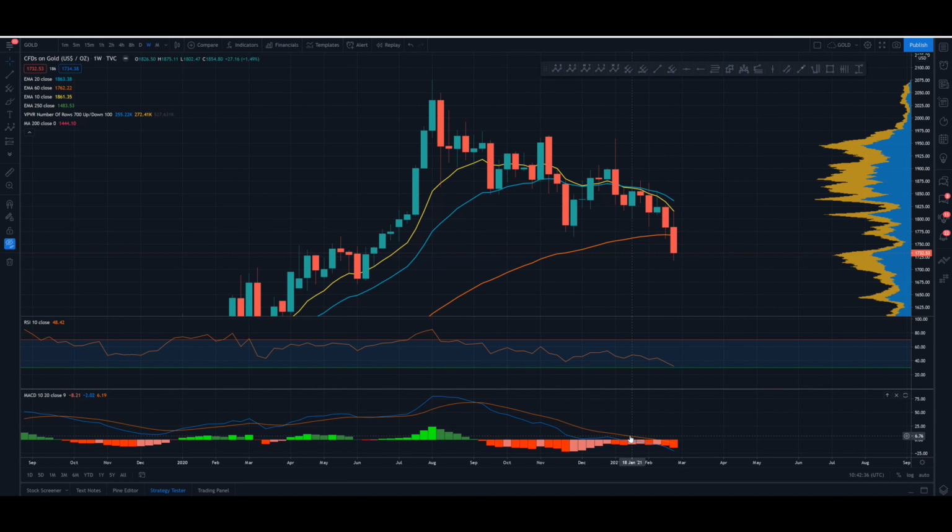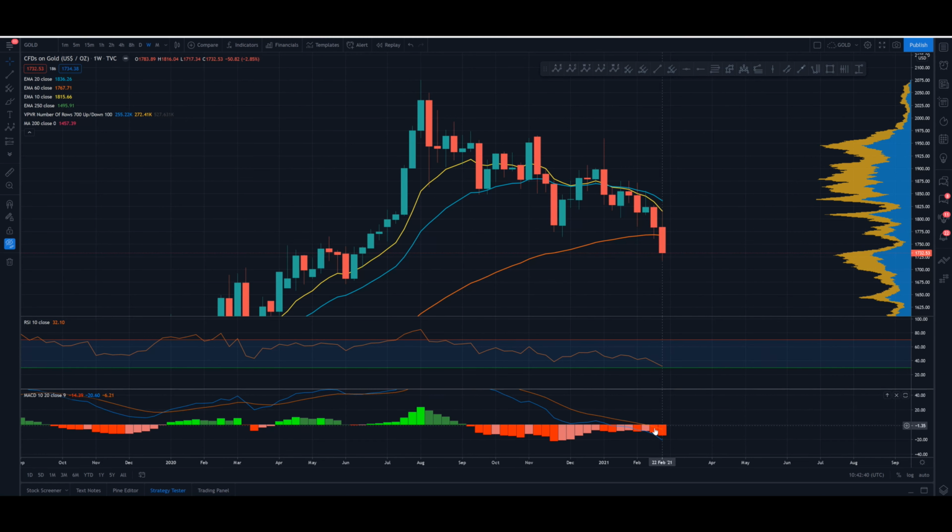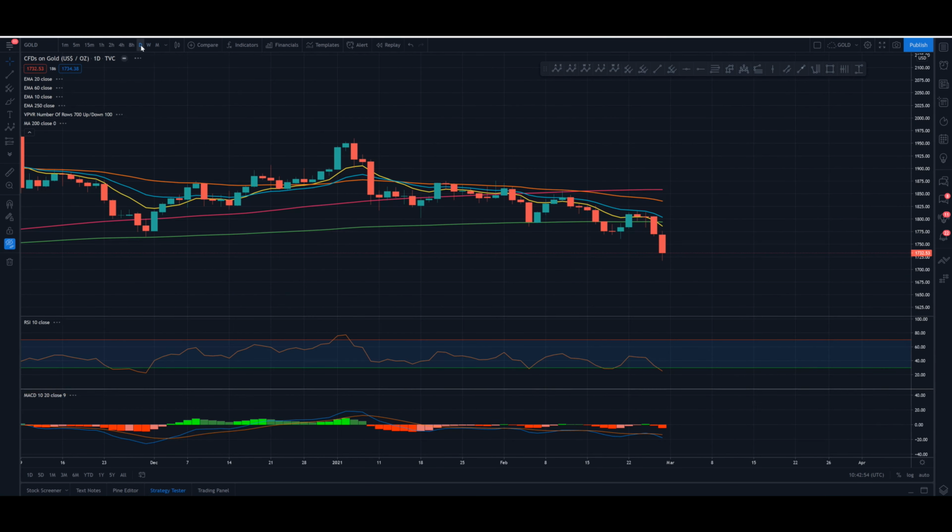The MACD, however, just continues to accelerate to the downside, and more bearish momentum coming in over the last 2 weeks. Another larger red bar on the histogram here with the short-term moving average in blue accelerating away from a longer-term moving average. That's bearish as well. So let's come down to the day time frame and see how this thing looks.